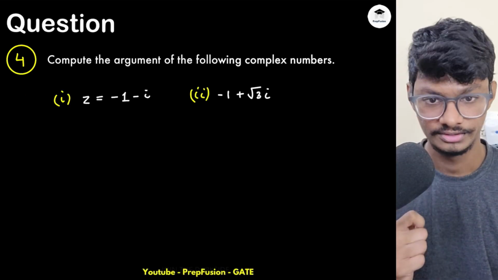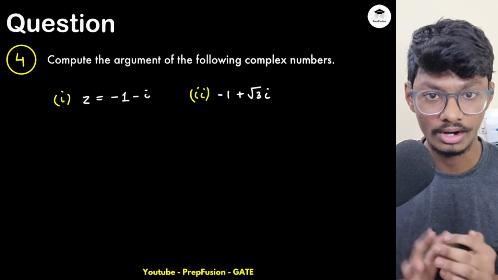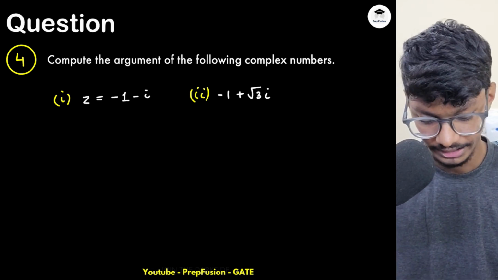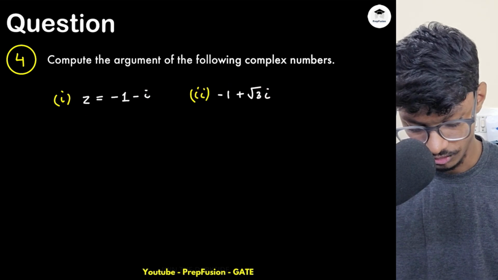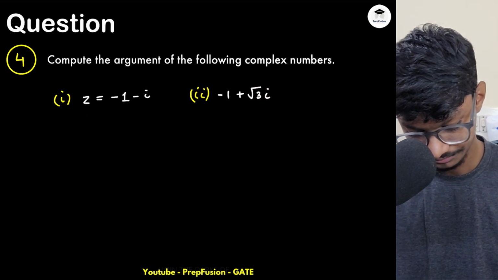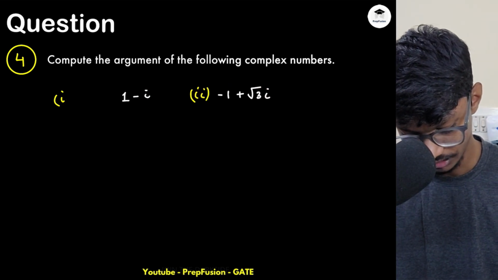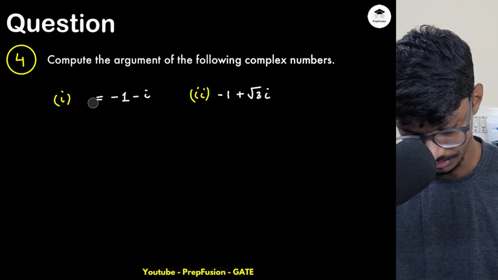So how will you solve this question? First of all, you have to understand which quadrant I am lying in, for both of these. You can also solve it for yourself. So this needs to be z equals to, this can be simply minus 1 minus i.